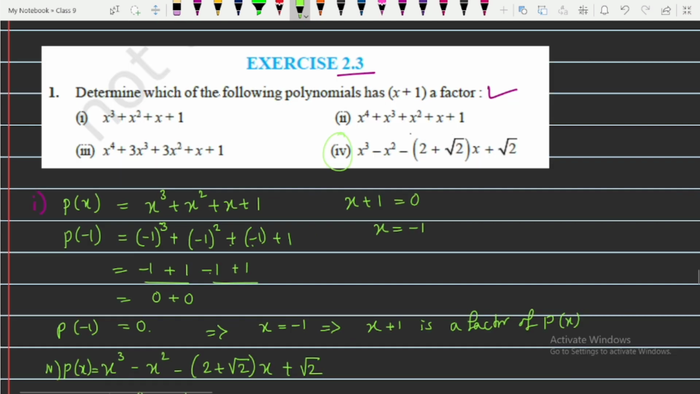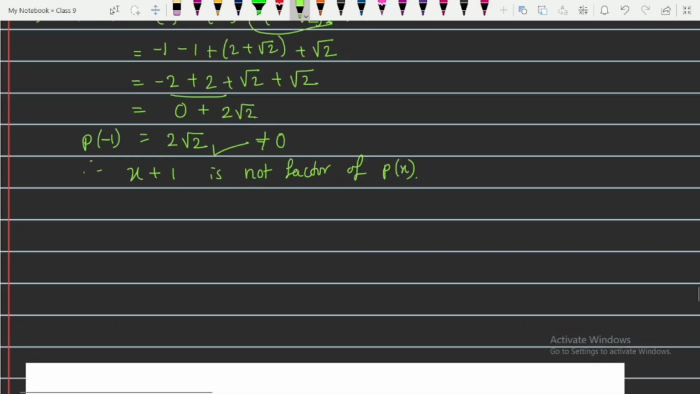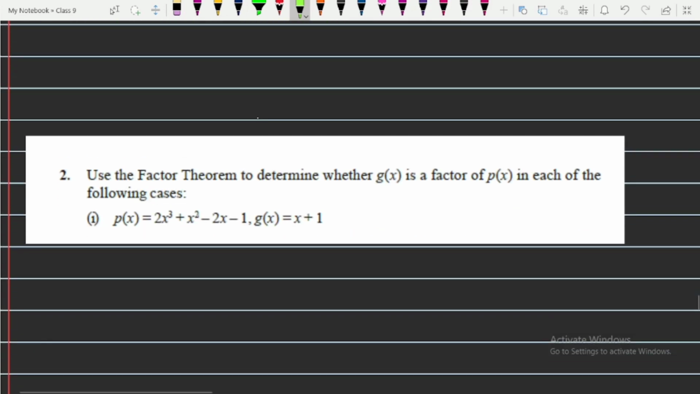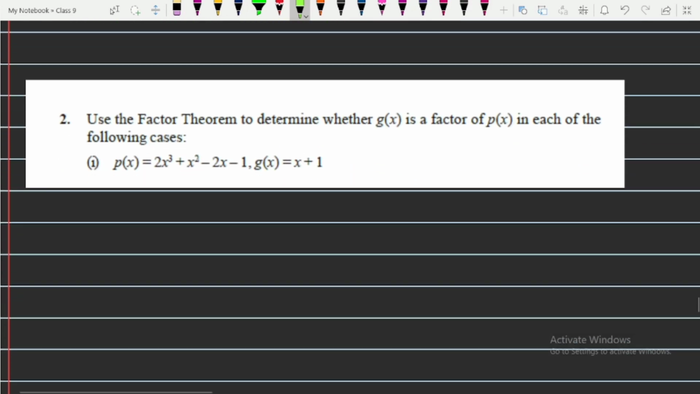The remaining questions are simple. Just put x equal to minus 1 in p(x), and you can check whether they are factors or not. In this way you can complete question number 1. Next, question number 2: use the factor theorem to determine whether g(x) is a factor of p(x) in each of the following cases. In the first one, we have to check whether g(x) is a factor of p(x).